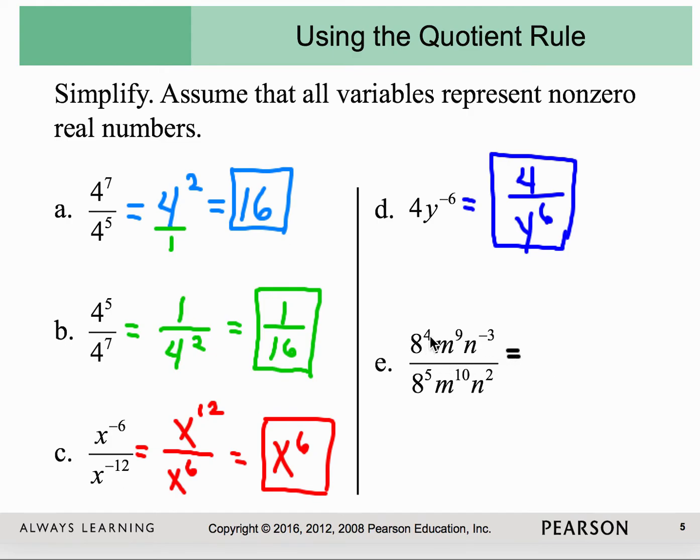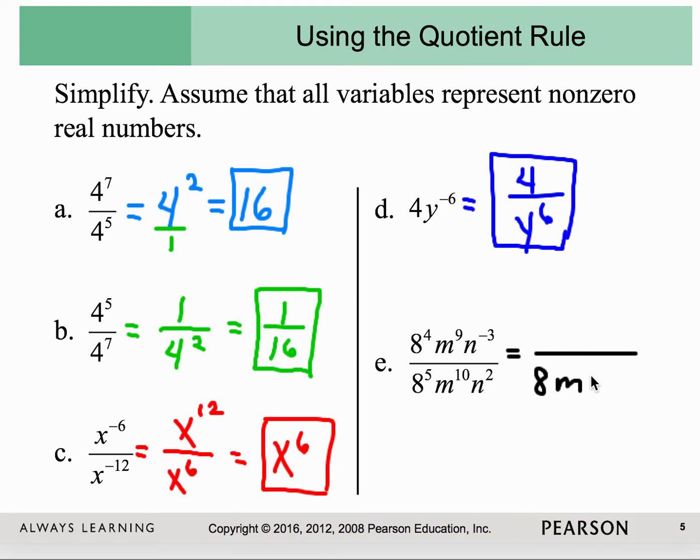There's 4 8s on top and 5 8s on bottom. 4 of them will cancel out and leave 1 8 on the bottom. There's 9 m's on the top and 10 on the bottom. So how many is going to be left? And where is it going to be left? Yeah, there's more on the bottom, so the leftovers are going to stay on the bottom.